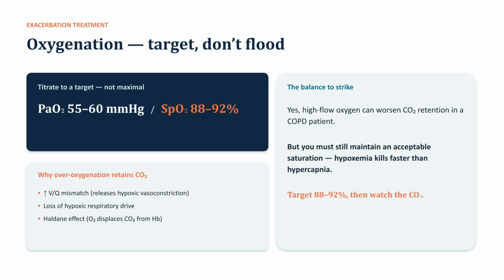Oxygen management is a delicate balance. Target a saturation of 88 to 92%. While high-flow oxygen can worsen carbon dioxide retention through mechanisms like the Haldane effect and blunted respiratory drive, hypoxemia kills faster than hypercapnia. Maintain the target saturation, then monitor the CO2 level closely.